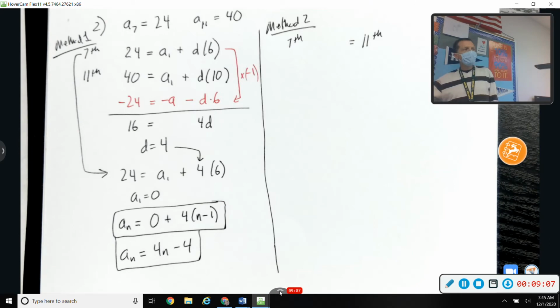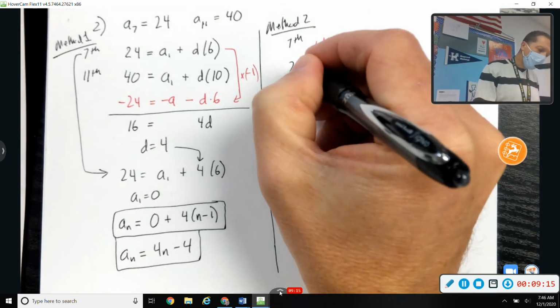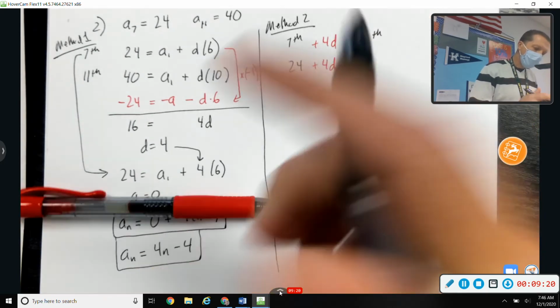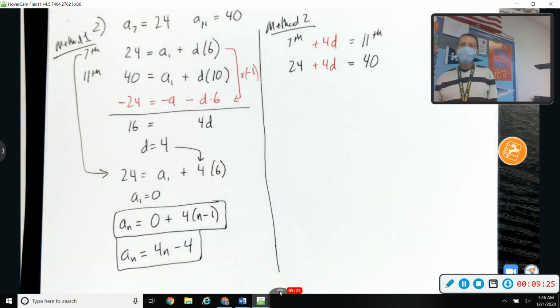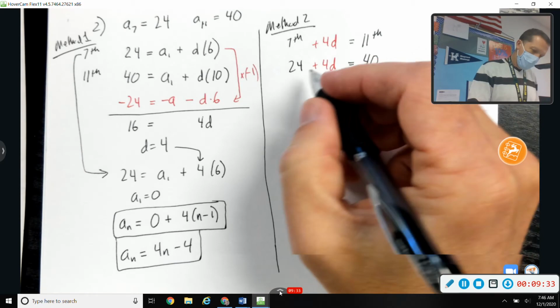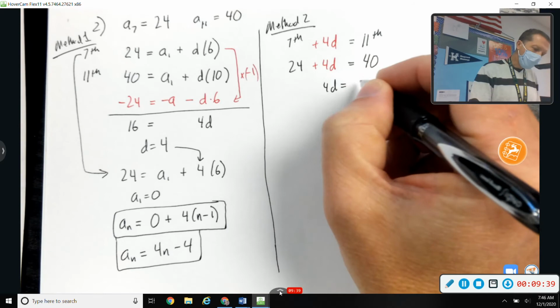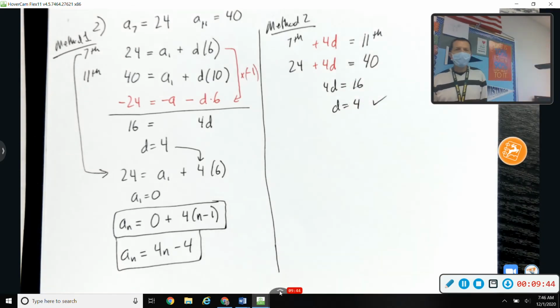How many times do I need to add to get to the 11th term? 4. So if I'm at 24, because that's the 7th term, and I add 4 steps, 4 differences, I should land at the 11th term. So it kind of short circuits a little bit of the longer work method 1 does, but it's the same idea. If I start at 24, I take 4 steps, I land at 40. So 4D equals 16, D equals 4. And that matches, so you feel good there.